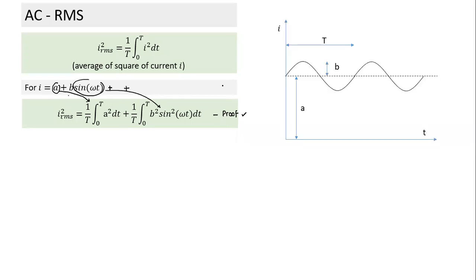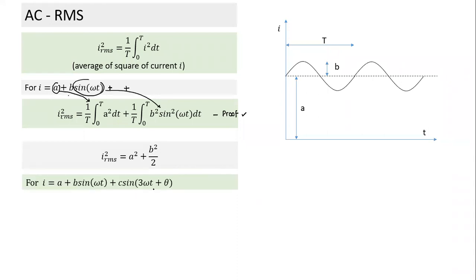What other case can we extend this to? This is what we had done, and the result was matching with this. I_RMS square came equal to, whenever this is a sine function, the average of sine square function is equal to 1 by 2. So this term is a square and this came equal to b square by 2. Hence the I_RMS value is the square root of the whole thing.